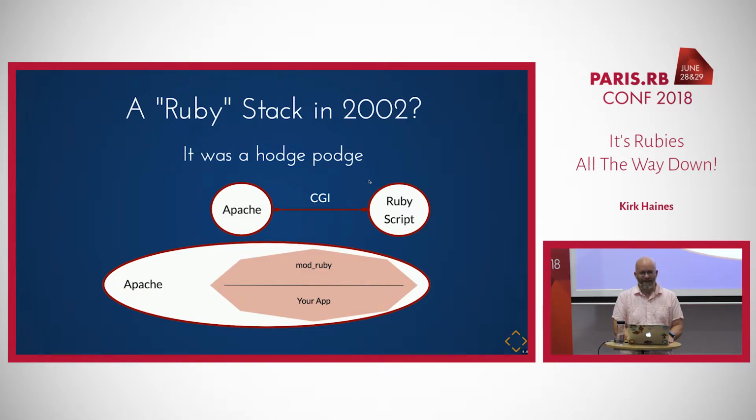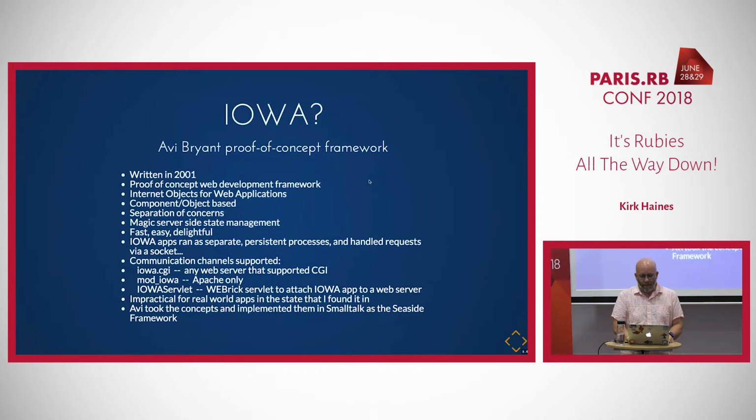And so the Ruby stack as it existed then, there wasn't much of a stack to it. It was CGI scripts, or you stuck your stuff inside Apache, but it was still essentially CGI scripts living in Apache. Now, when I started looking around to see what my options were, I came across this thing called Iowa. And Iowa was a proof of concept that was written by a guy by the name of Avi Bryant. And he went on to take those ideas that he prototyped with Ruby, and he took them to Smalltalk and implemented the Seaside framework. And so when I found Iowa, it was abandonware, and it wasn't really suitable for production.